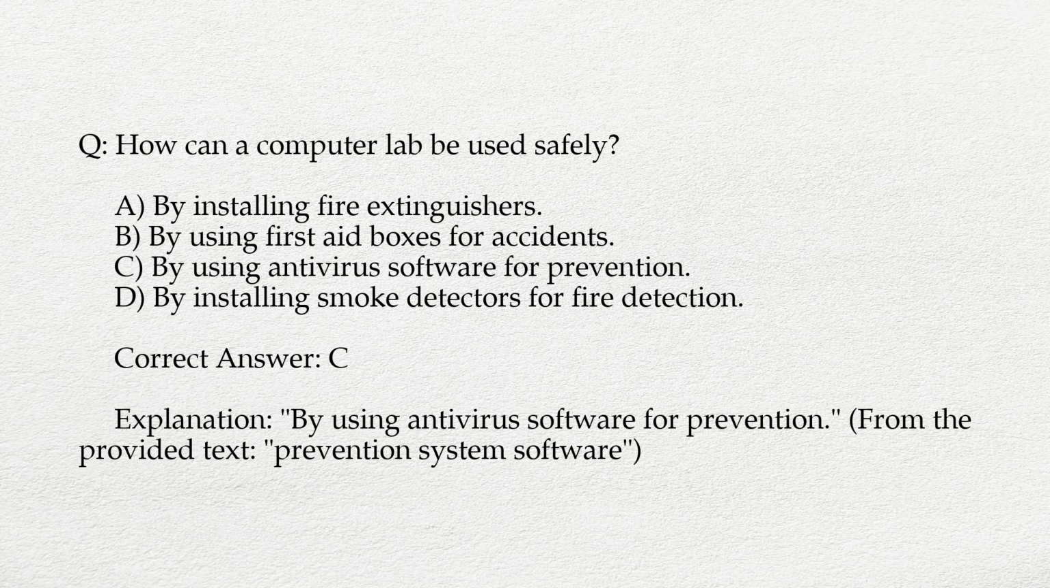Q. How can a computer lab be used safely? A. By installing fire extinguishers. B. By using first aid boxes for accidents. C. By using antivirus software for prevention. D. By installing smoke detectors for fire detection. Correct answer, C. Explanation. By using antivirus software for prevention from the provided prevention system software.